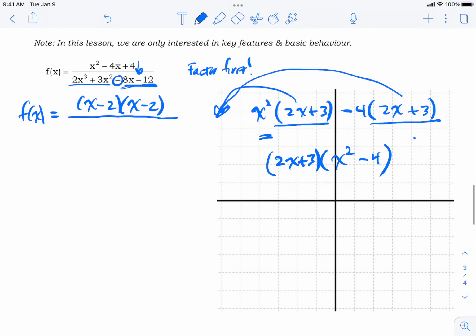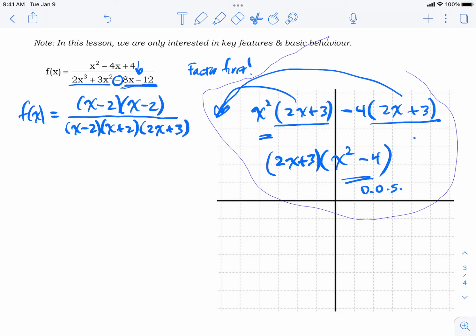So actually look at this. We should always factor completely. That's a difference of 2 squares. So that's an x minus 2, x plus 2. So to finish this up, I'm going to put the x minus 2 and the x plus 2 first, and then I'm going to put the 2x plus 3 like this. So that's the result of all of our factoring.